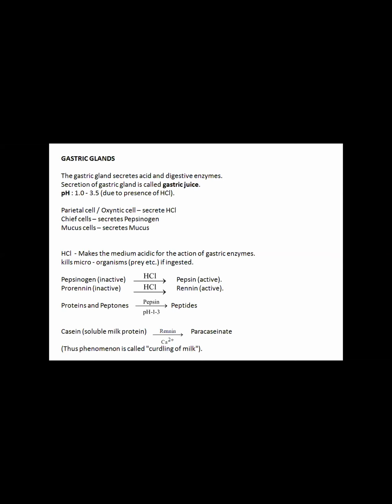Okay. So mainly in the stomach region, there are three kinds of cells present in the gastric lining, which is the lining of the stomach. The three kinds of cells are the parietal cell, also known as the oxyntic cell, second is the chief cell, and the third one is the mucus cell.